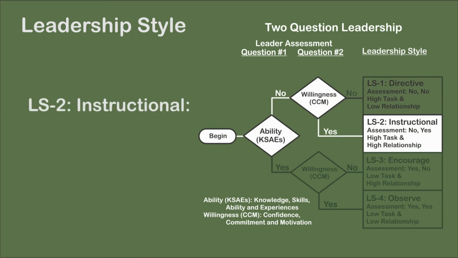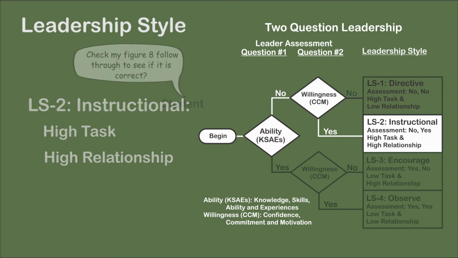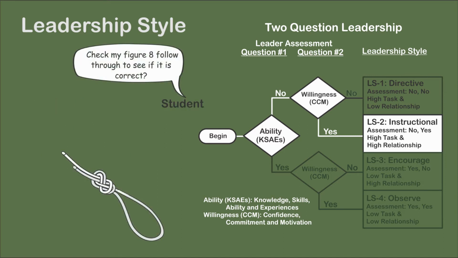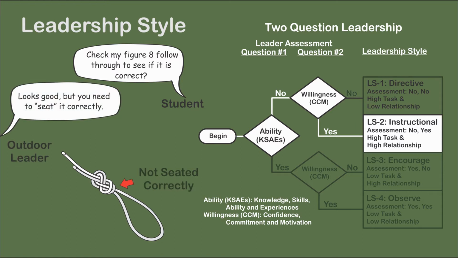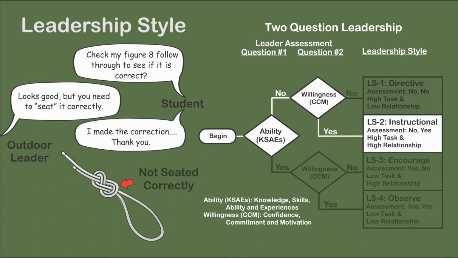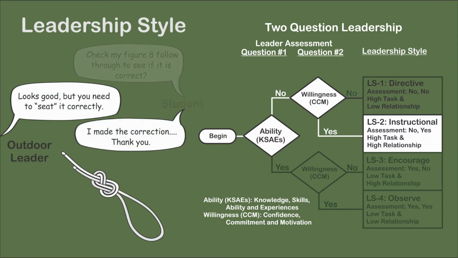The second leadership style is LS2, instructional. The follower does not possess the ability, and there is feedback and other communications between the leader and follower. The student ties the figure 8 follow-through knot, asks for, and receives feedback from the instructor.